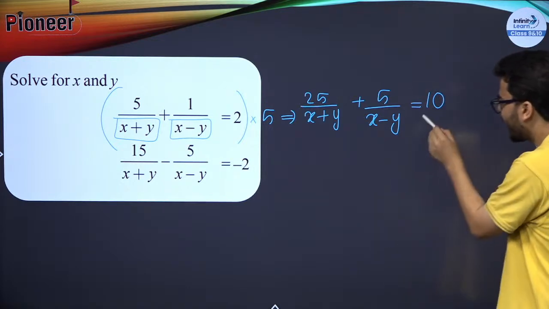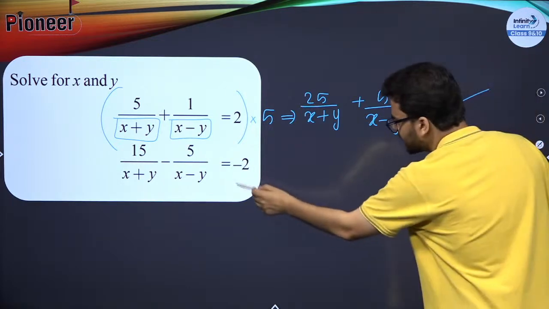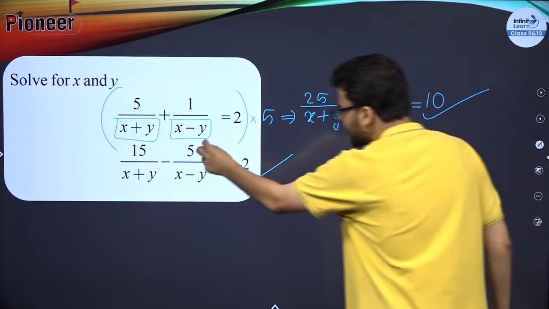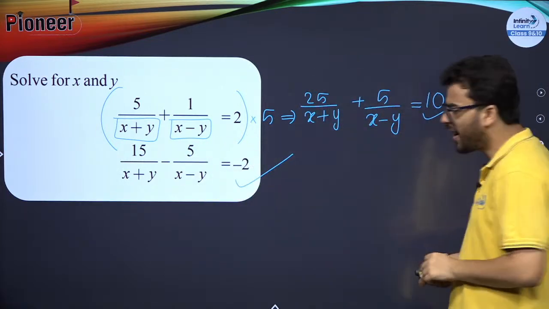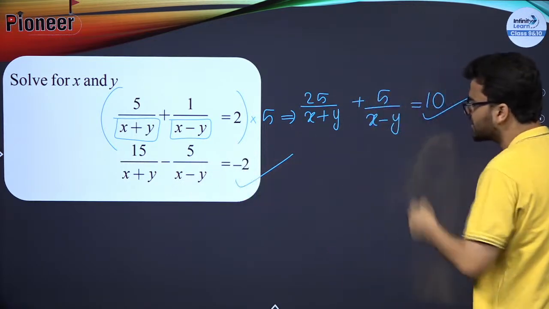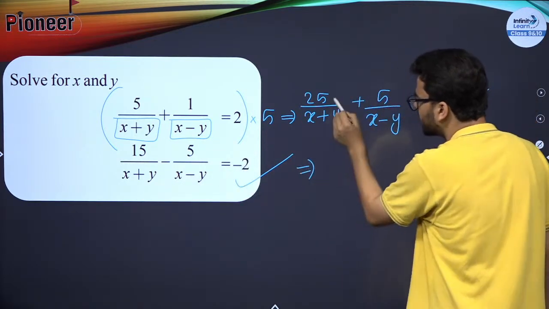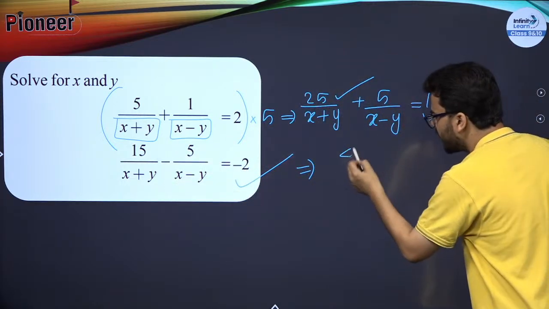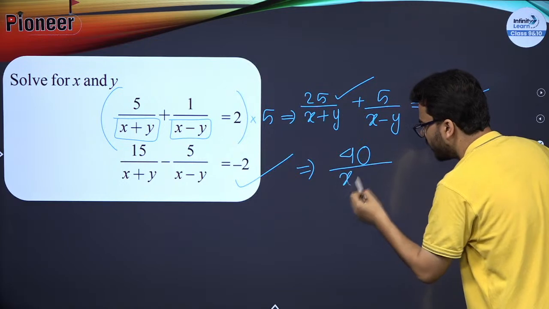So you see, can I add this equation and this equation now? Because it is plus 5 by x minus y and minus 5 by x minus y. If I add them, this and this will get cancelled out. So what will you get, guys? You see, 25 upon x plus y and 15 upon x plus y, so that will give you 40 upon x plus y. I hope that is clear.